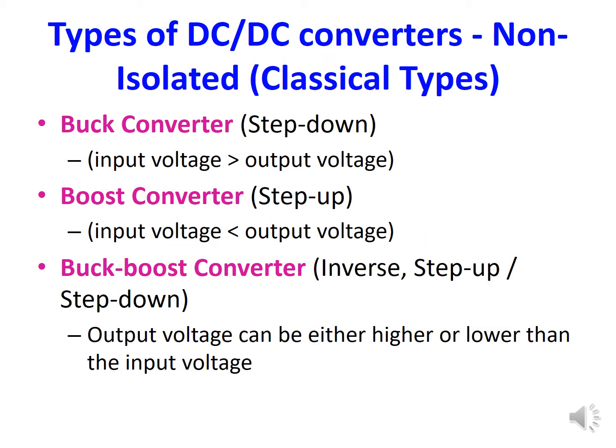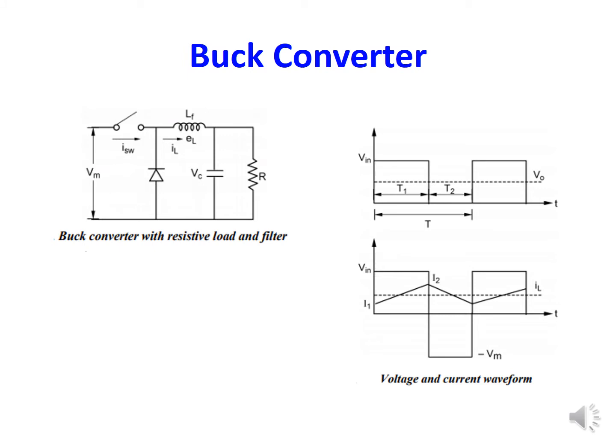We move to types of DC to DC converters. It can be broadly classified into two types, isolated and non-isolated types. Under non-isolated types, we have three different types of converters: buck converter, boost converter, buck boost converter. Now we'll discuss each and every converter in detail. First, let us start with buck converter.